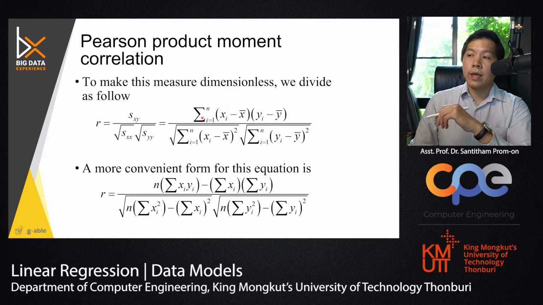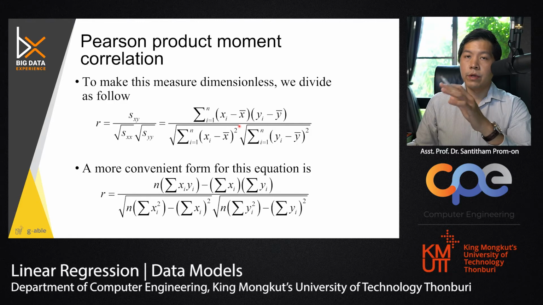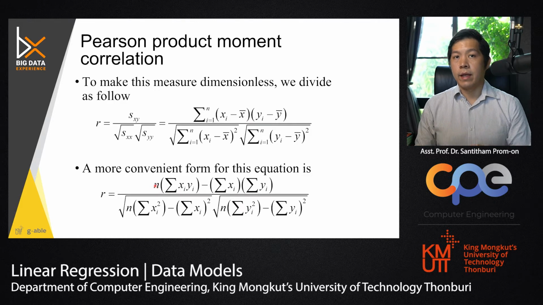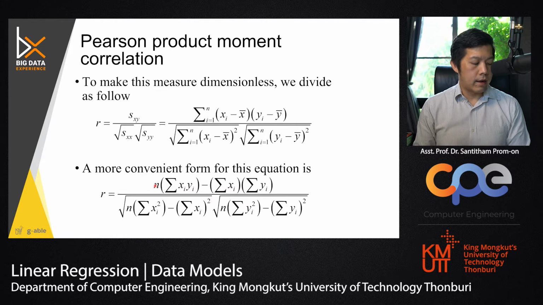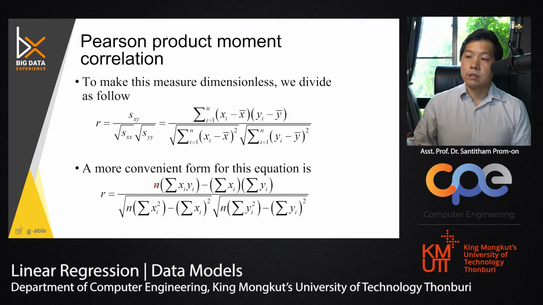These terms, you can rearrange them by multiplying the terms together and rearranging a bit, and then you would have the more convenient form down there. This is more convenient because from this you can assess correlations between two variables. Let me show you how it works.